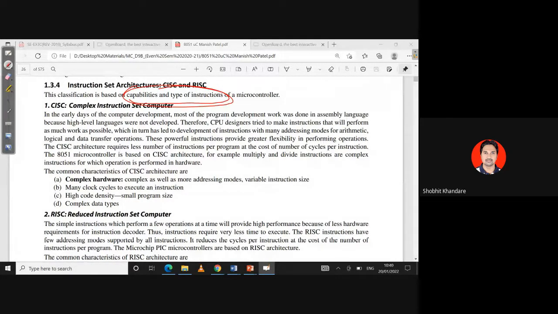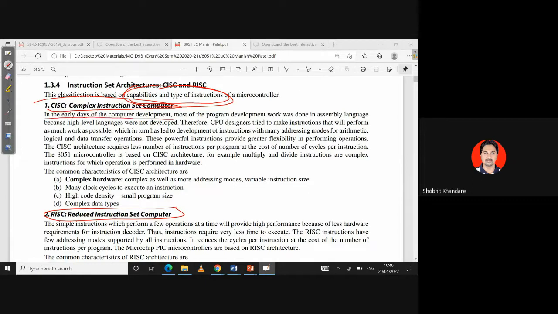Okay, so the first one is CISC, the complex instruction set computer. And the other one is RISC, the reduced instruction set computer. Now here, what are the important points? Pay attention, all of you. I'm just going to read out.